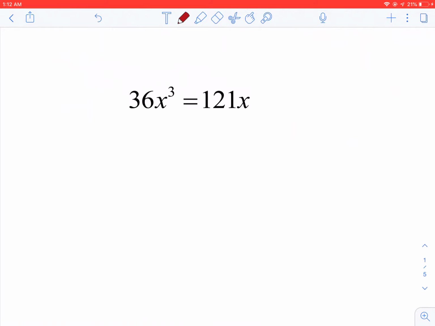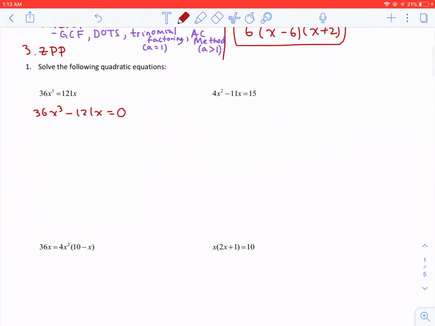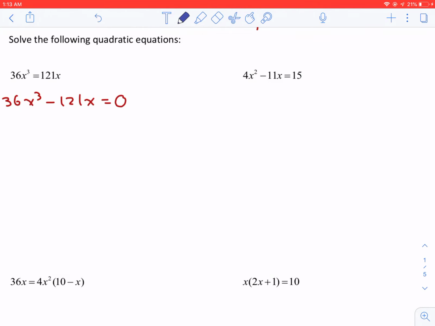So, number 1 here, I'm going to subtract the 121x from both sides, make that equal 0. And actually, it might be a good idea to pause the video now, try these problems on your own, see how you do. But I'm going to continue on now.